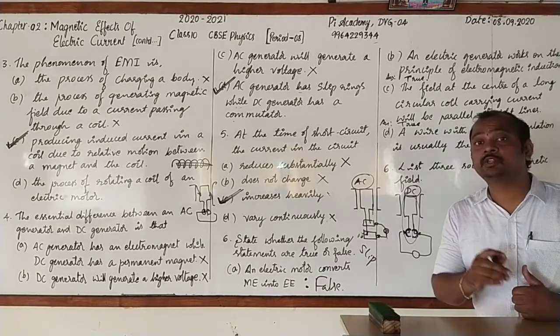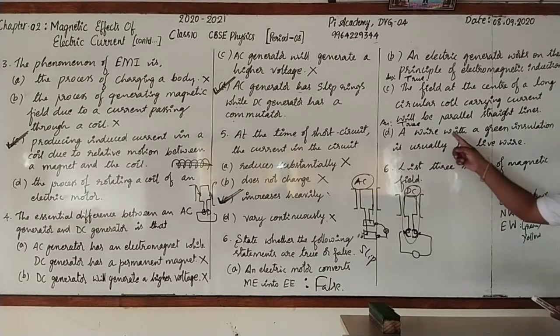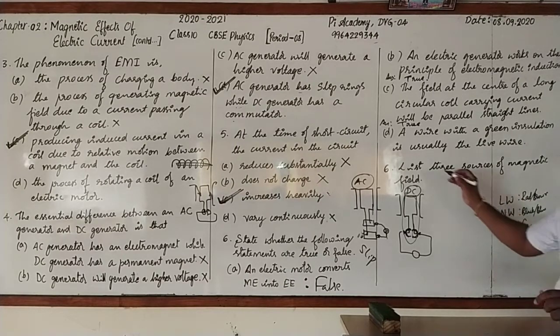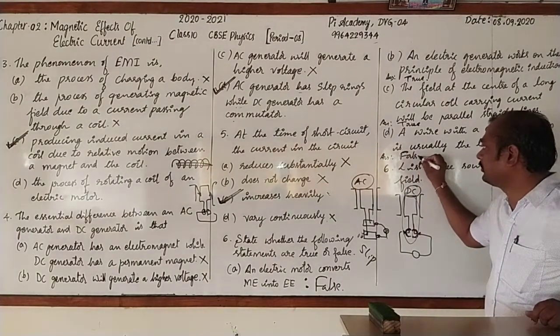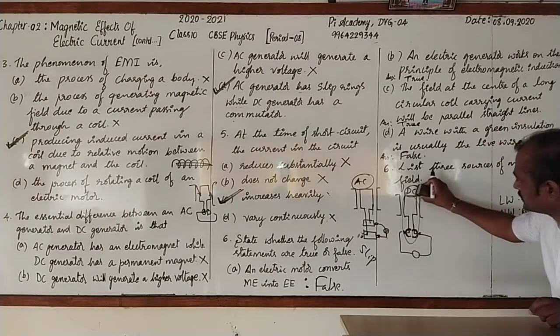What about the earth wire? It is green or yellow. Is it not? Observe this. A wire with a green insulation is usually the live wire. But what about the color code for live wire? It is red or brown. Therefore, the given statement is false. Clear? Yes. Hope that you have understood.